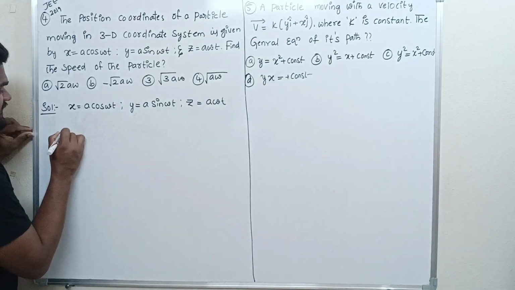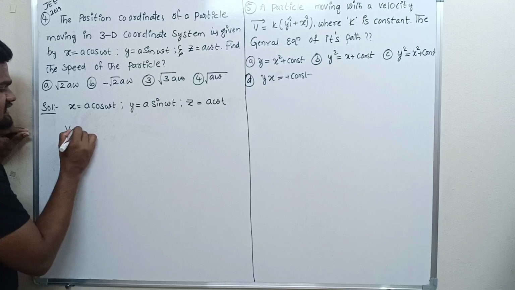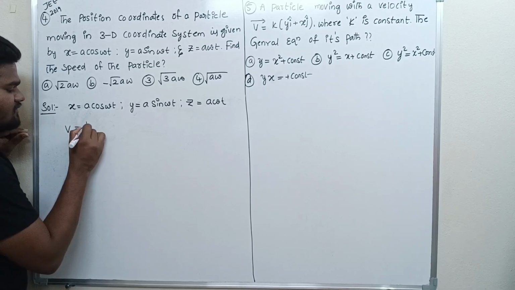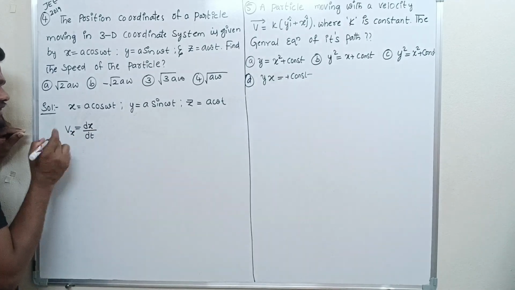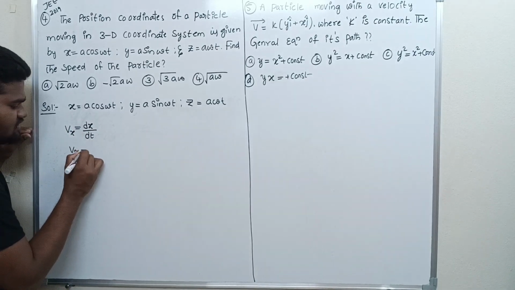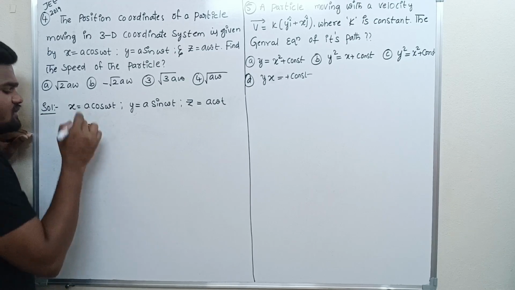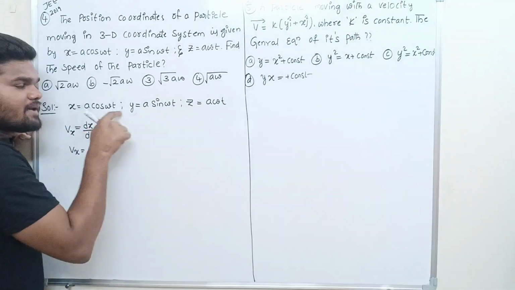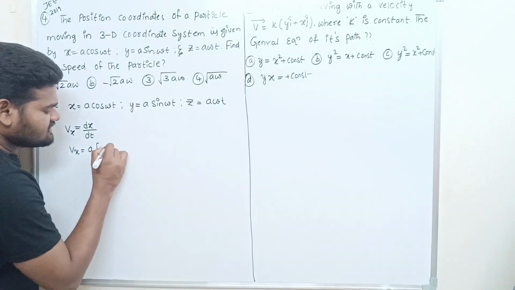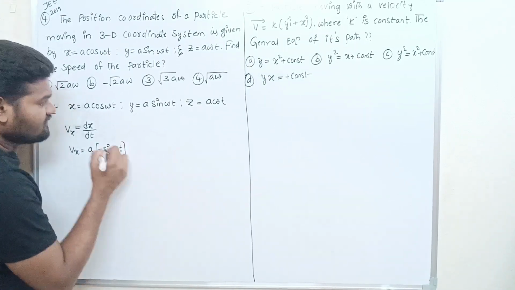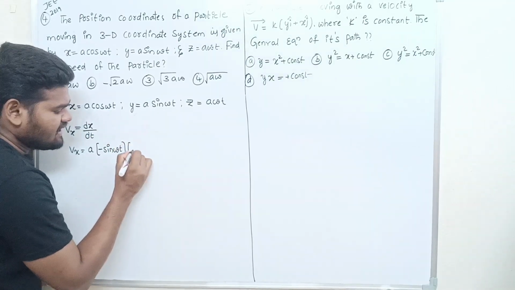So by using the definition of velocity, just finding the velocity of the object along the x direction, we can write vx is equal to dx by dt. The rate of change of displacement is called what? Velocity. So vx is equal to, just differentiate this with respect to time. a is a constant. Differentiation of cos omega t, we will get minus sin omega t, and one more term is there, omega t. Differentiation of omega t, we will get omega.